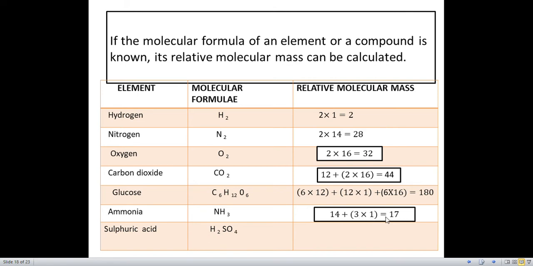14 plus 3, 17. Sulfuric acid or battery acid, H2SO4. Hydrogen 2, sulfur 1 atom, oxygen 4 atoms. 2 times 1, sulfur mass number is 32, oxygen 16 mass number, there are 4 oxygen atoms. 2 times 1 plus 32 plus 16 times 4, 64. We have to add all, then you get the answer 98.